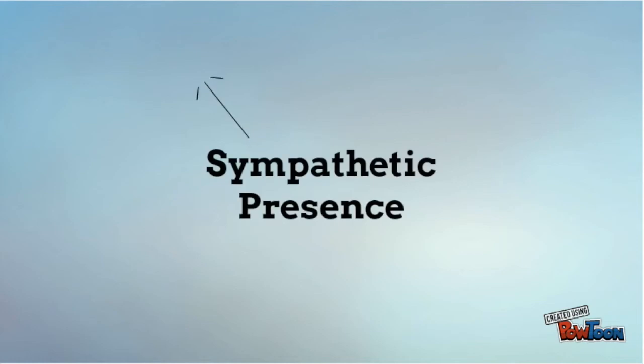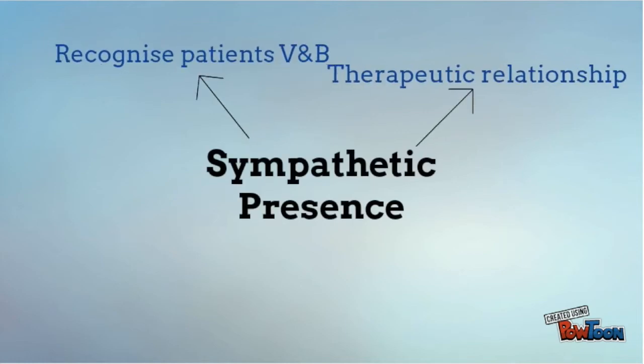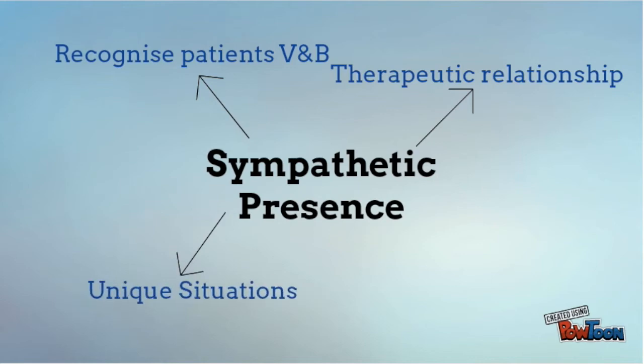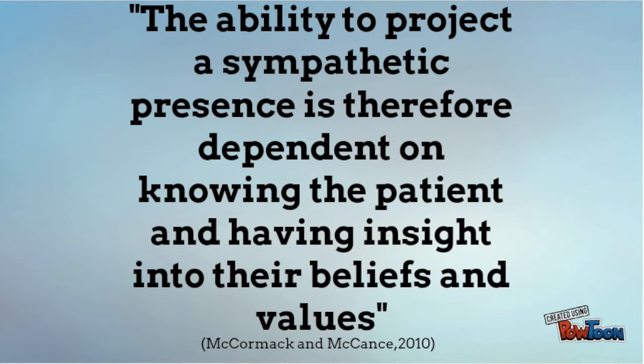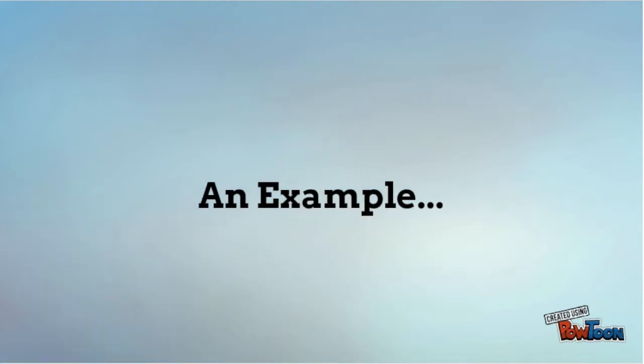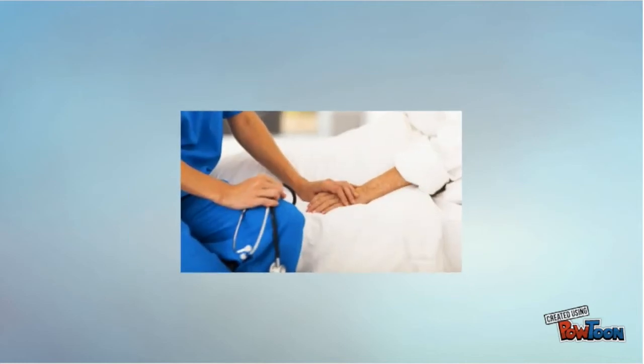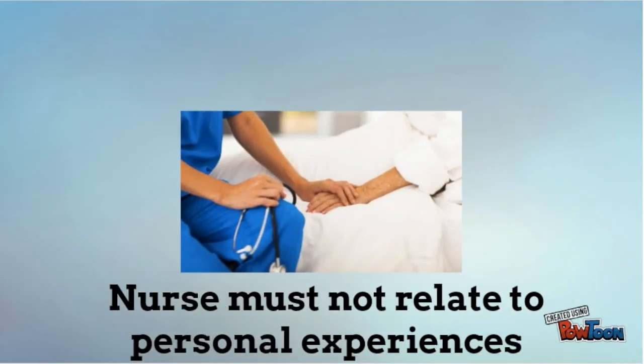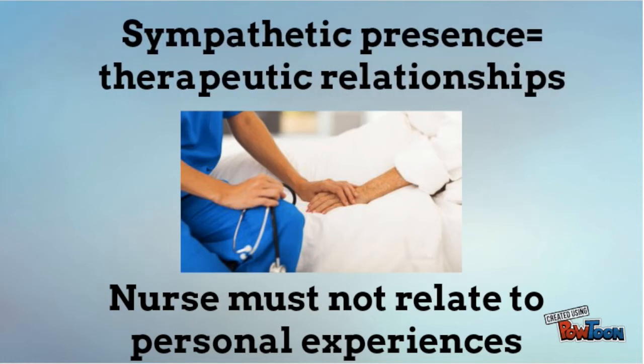Having a sympathetic presence is a part of the framework that requires an appropriate response on recognizing the uniqueness and value of the individual. McCormack and McCants describe the ability to project a sympathetic presence as therefore dependent on knowing the patient and having insight into their beliefs and values. An example of having sympathetic presence is when a patient experiences a loss. The nurse must recognize the uniqueness and value of the individual rather than empathizing on personal experiences. Having that sympathetic presence and understanding of the patient's loss can establish a therapeutic relationship between the practitioner and patient.